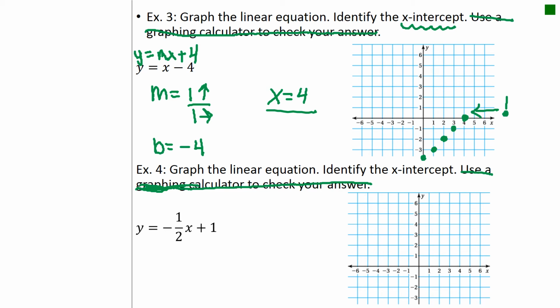Now I need to finish off my graph, so I'm going to connect my dots. This graph continues even though we don't see the rest of the window. So I put those arrows on the end of it, and you're done.